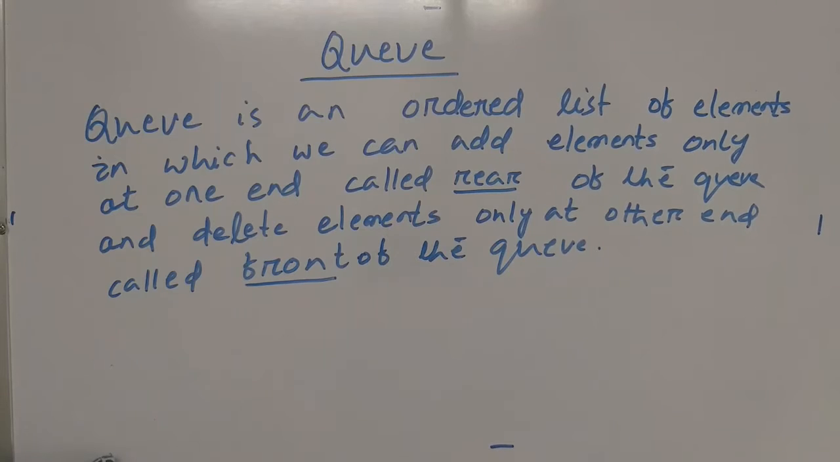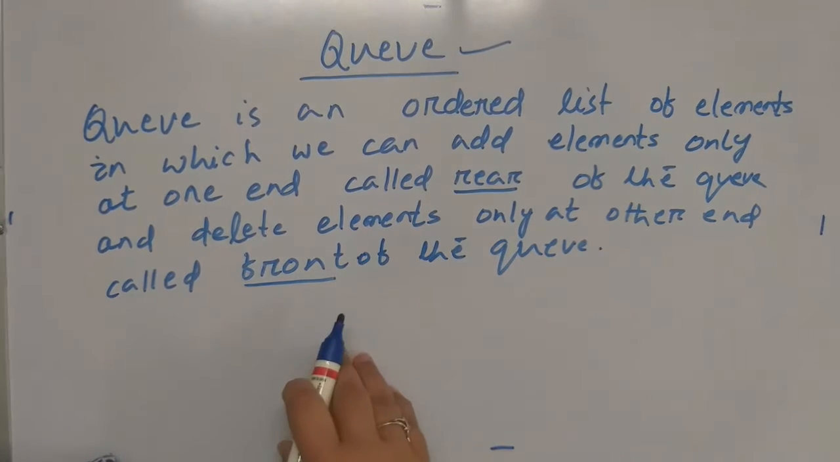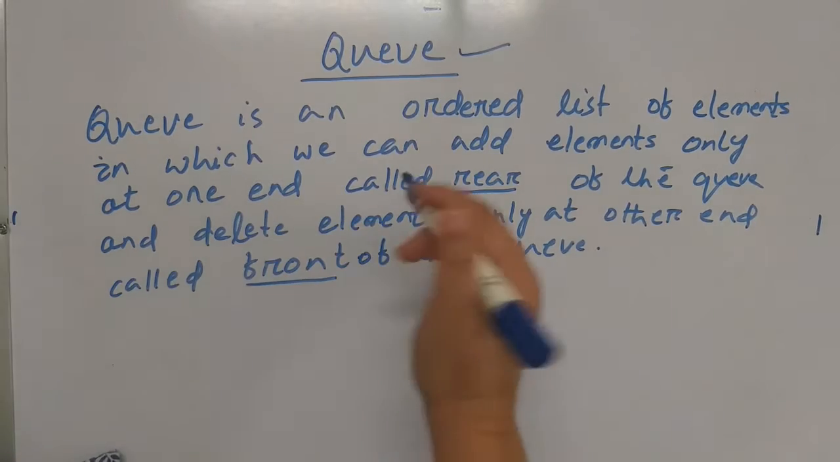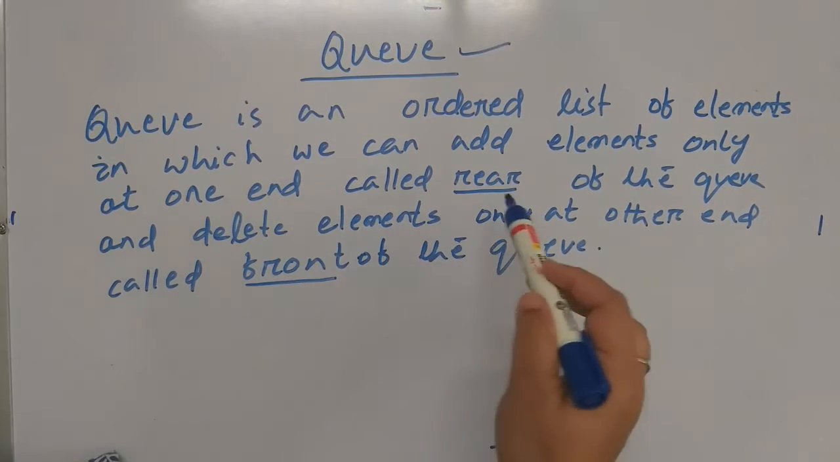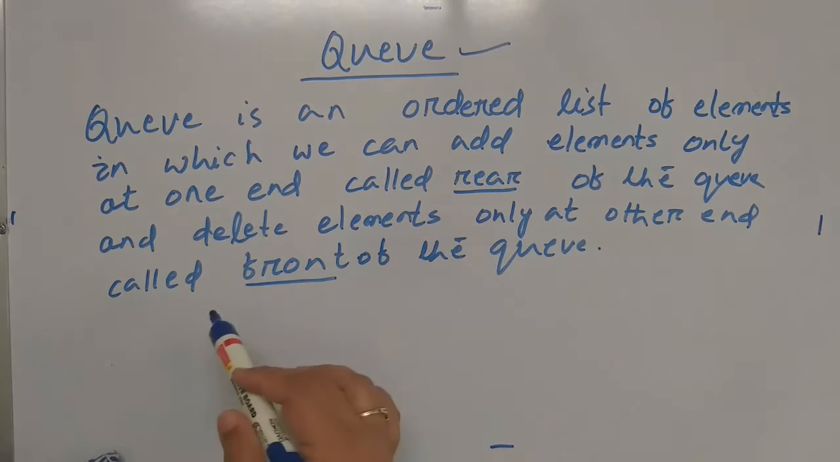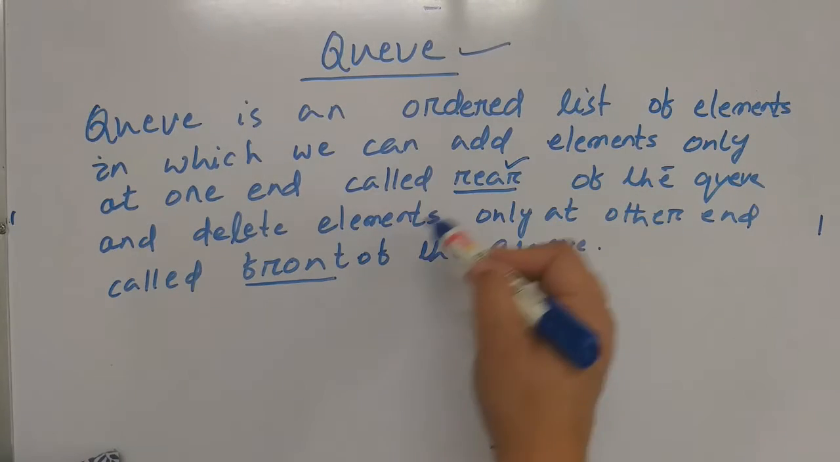Friends, today we are discussing another linear data structure, which is a queue. A queue is an ordered list of elements in which we can add elements only at one end, called the rear of the queue, and delete elements only at the other end, called the front of the queue. So here there are two types of operation.